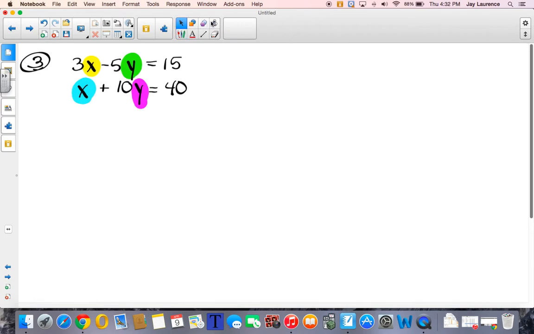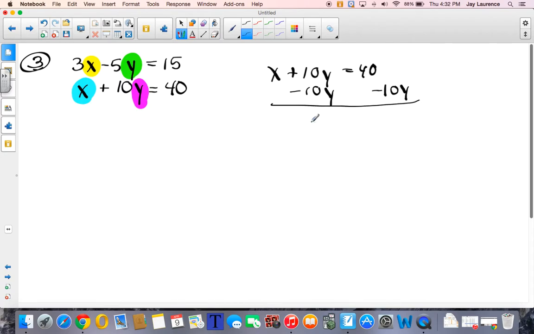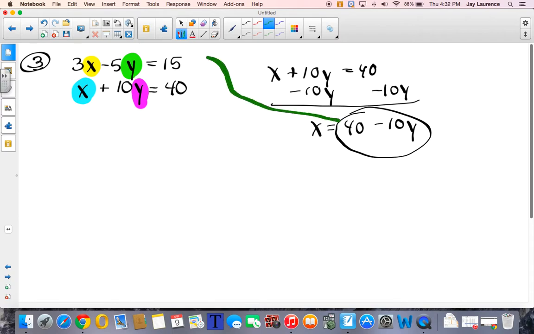Which variable would be the easiest to get alone, to solve for? It sure looks to me like solving for x in the second equation would be the easiest thing to do. So I'm going to take this second equation, x plus 10y equals 40, and I'm going to subtract 10y, and x is going to equal 40 minus 10y. Can't put them together because they're not like terms. All right, so I'm going to take this, and this is very important. I have to substitute it into the other equation. Can't do it in the same equation, not the one I solved for. Have to put it in the other.